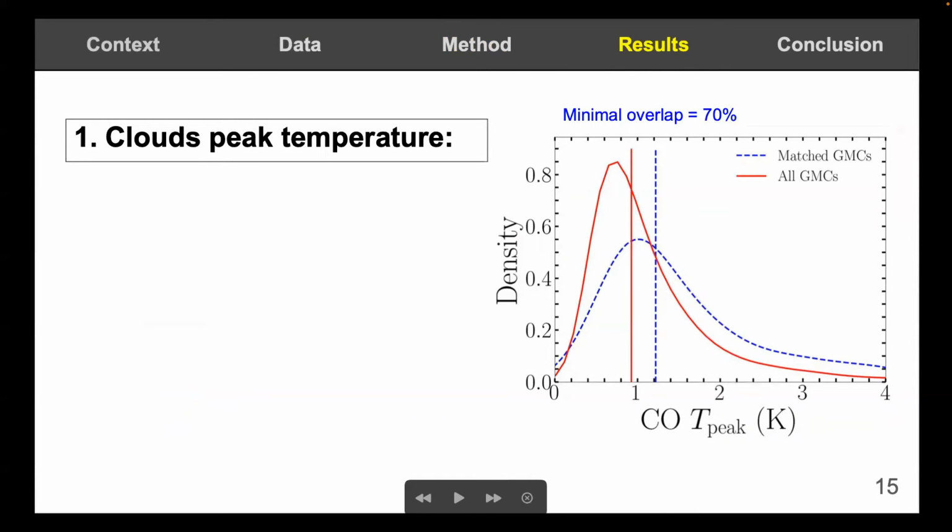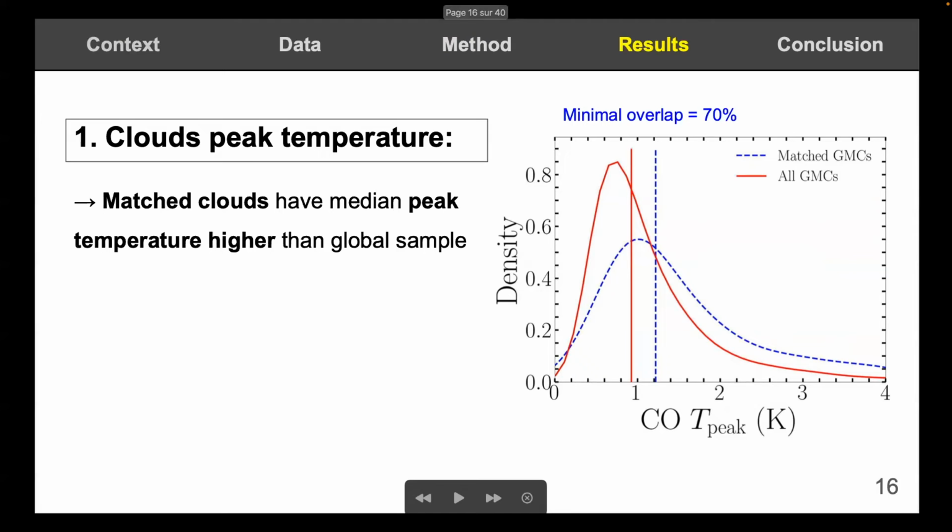So with our H2 regions and clouds matched, the first step of the analysis was to compare the distribution of cloud properties of the global sample of clouds against the sample of clouds that are matched with an H2 region. So you can see here the probability density function of the peak temperature of the cloud for all the clouds in red and the matched clouds in blue. And we can see that the matched clouds have a median peak temperature that is higher. There is a global shift of the distribution that we checked to be statistically significant.